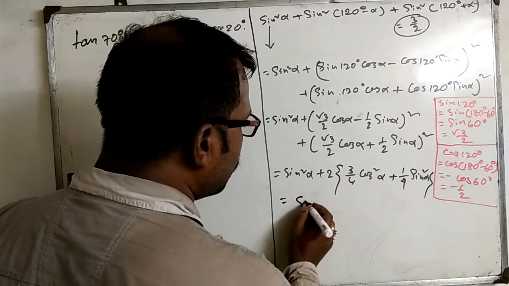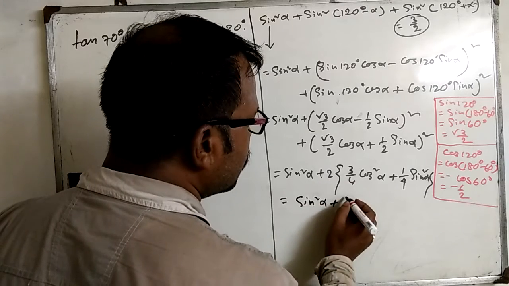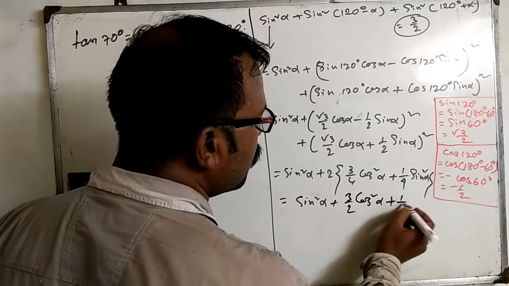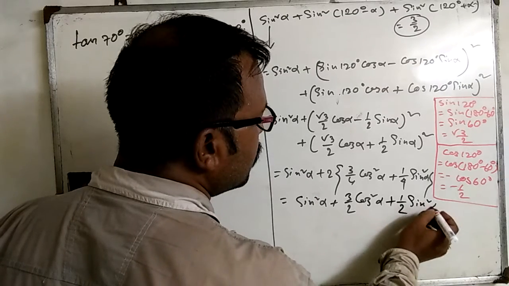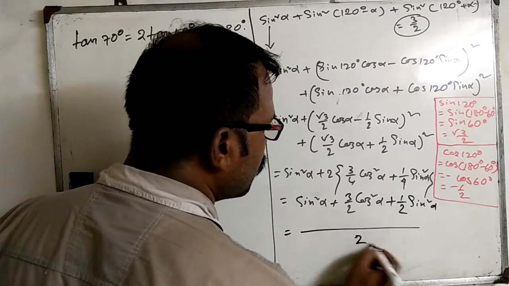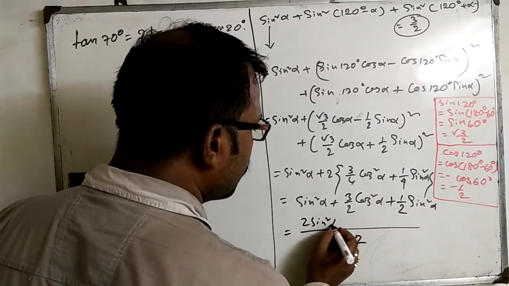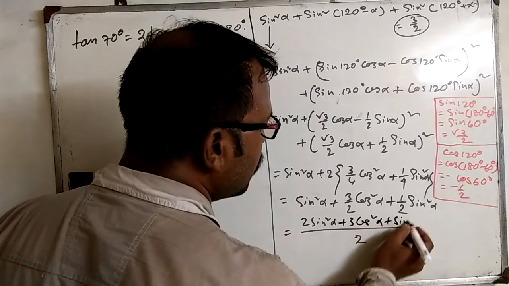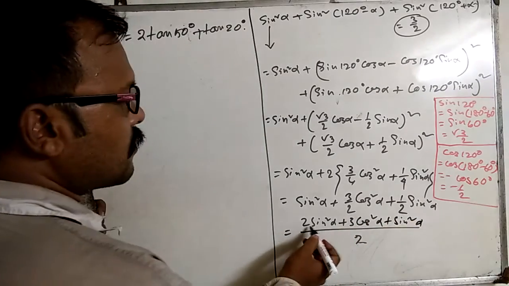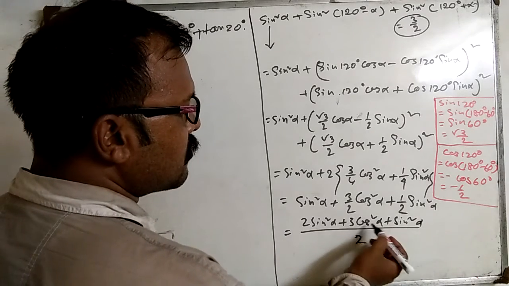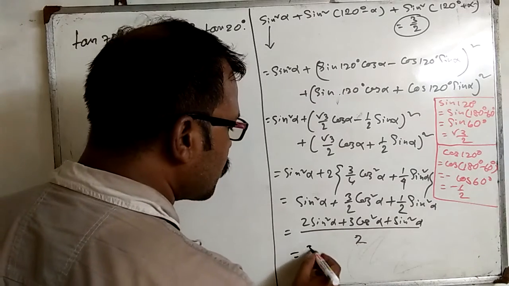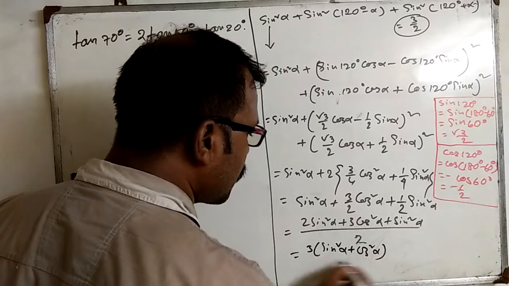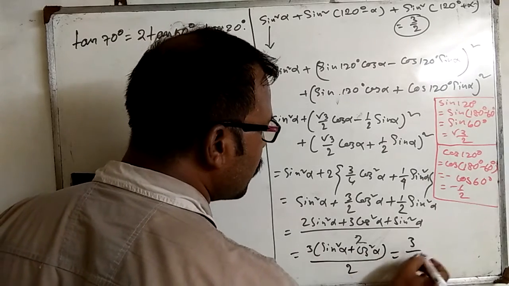So that will be sine square alpha plus 3 by 2 cos square alpha plus 1 by 2 sine square alpha. LCM is 2, so 2 sine square alpha plus 3 cos square alpha plus sine square alpha. So 2 sine square alpha plus sine square alpha, the 3 sine square alpha and 3 cos square alpha. So 3 into sine square alpha plus cos square alpha by 2. So that is 3 by 2.